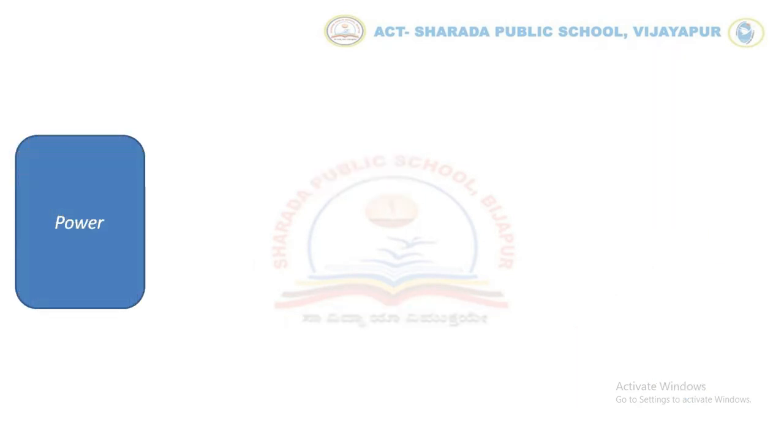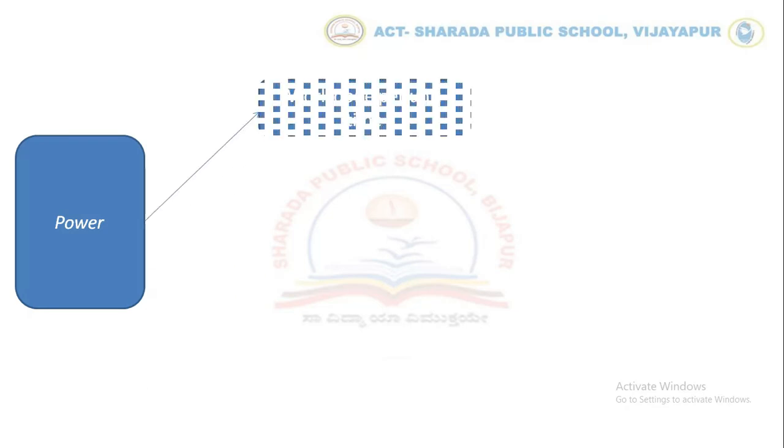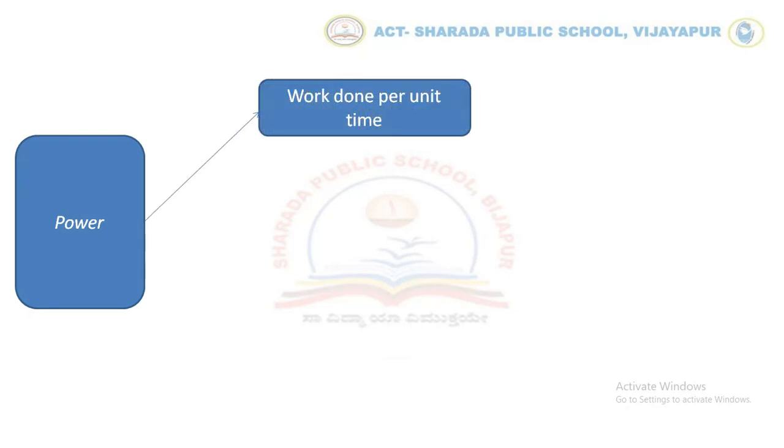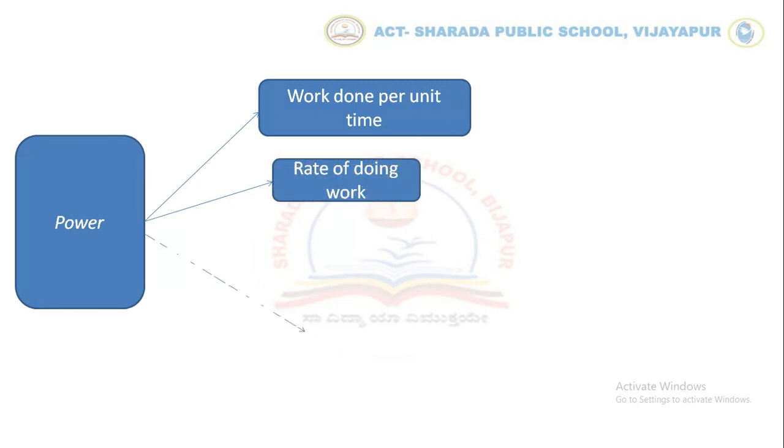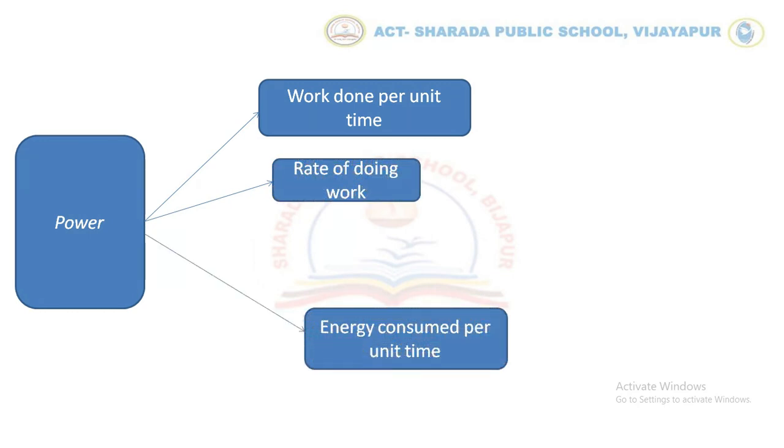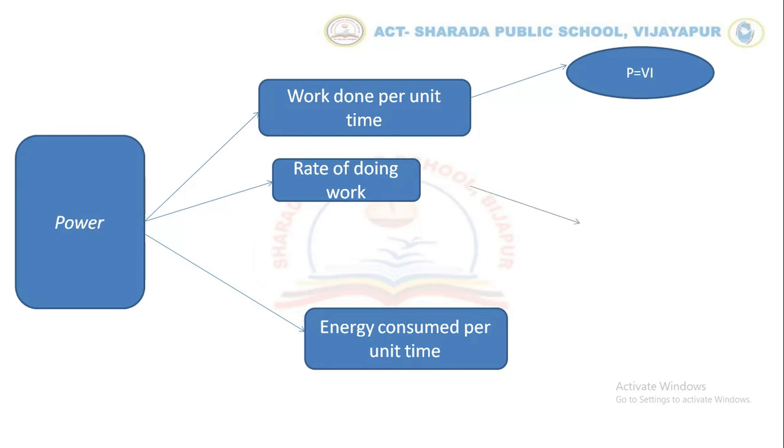Let us look at power. Work done per unit time, rate of doing work, or energy consumed per unit time. Its mathematical expression P is equals to V into I, where P is a power, V is a potential difference and I is an electric current.